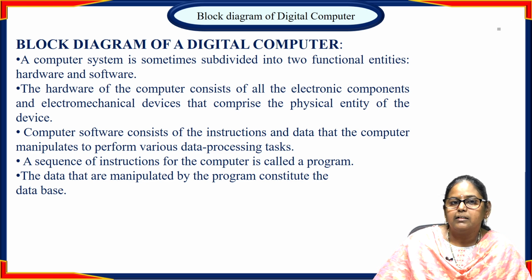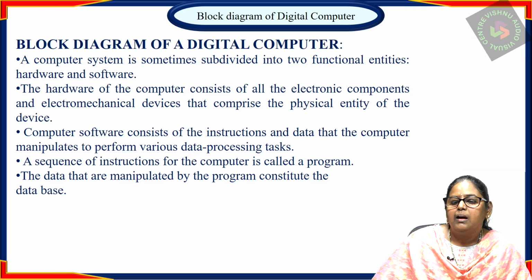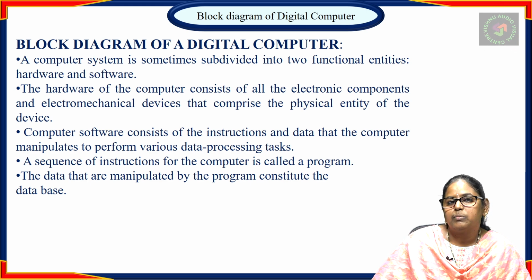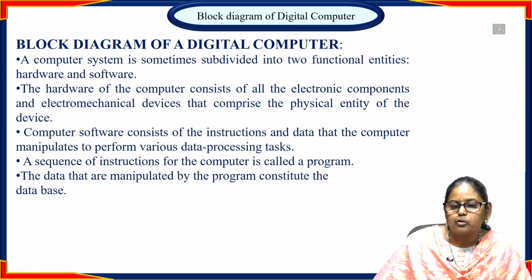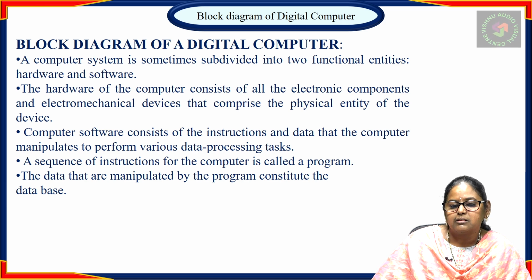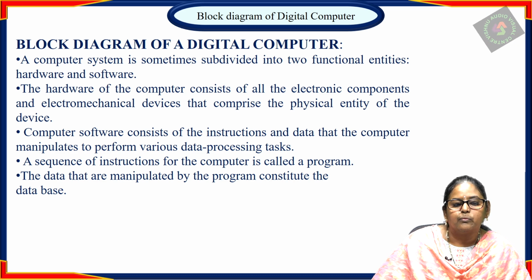Here, why are we saying electronic components and electromechanical devices? When we take hardware, which is made up of electronic components, we can say ICs can be used to make digital computers, and we can have electromechanical devices like printers which may be connected to the digital computer. So hardware consists of all the electronic components and electromechanical devices that comprise the physical entity of the device.